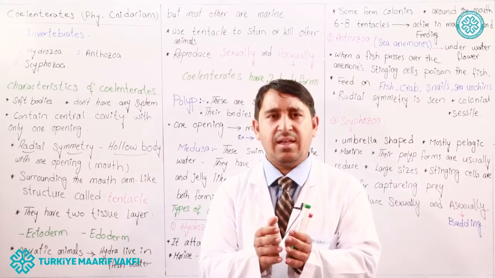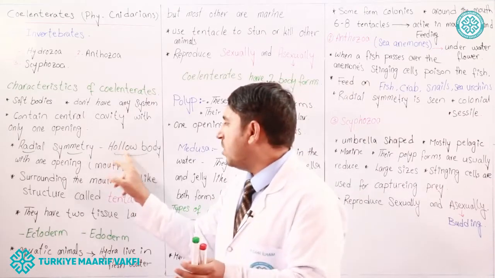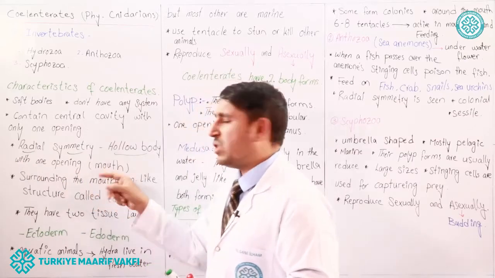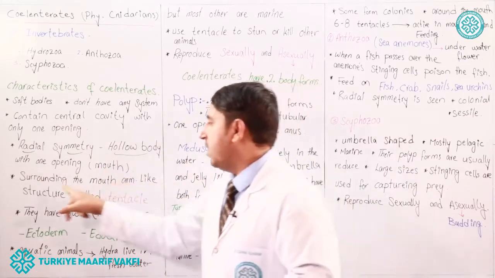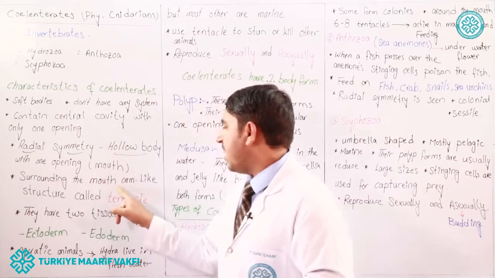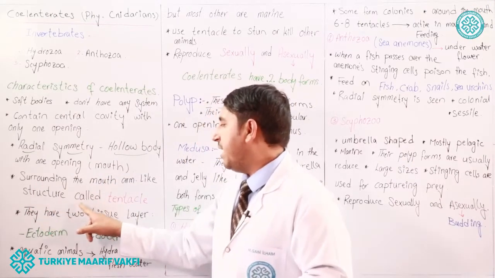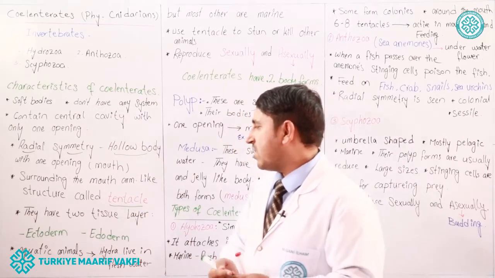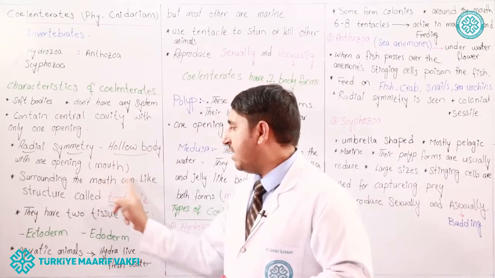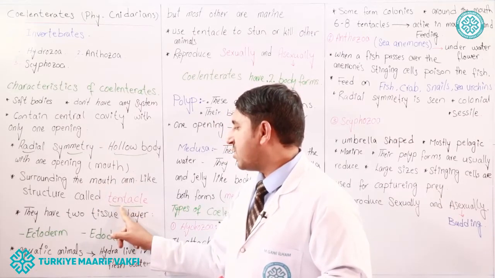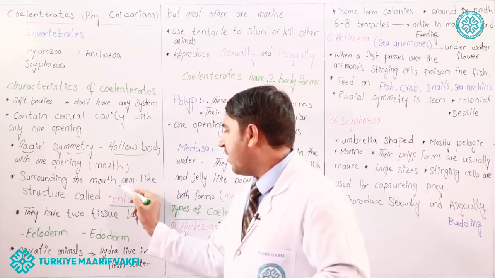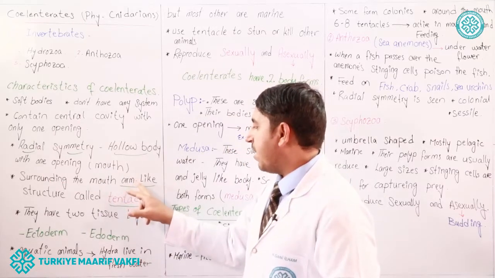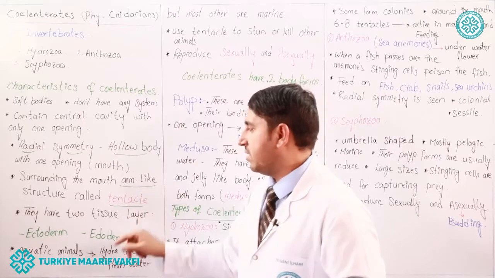Inside the body we have the hollow structure, or hollow body, with one opening or mouth which is located in the upper side. Surrounding the mouth there are arm-like structures, and these structures are called tentacles. These structures are around the mouth, and these tentacles are arm-like, like our arms. So their arm-like structures are tentacles.